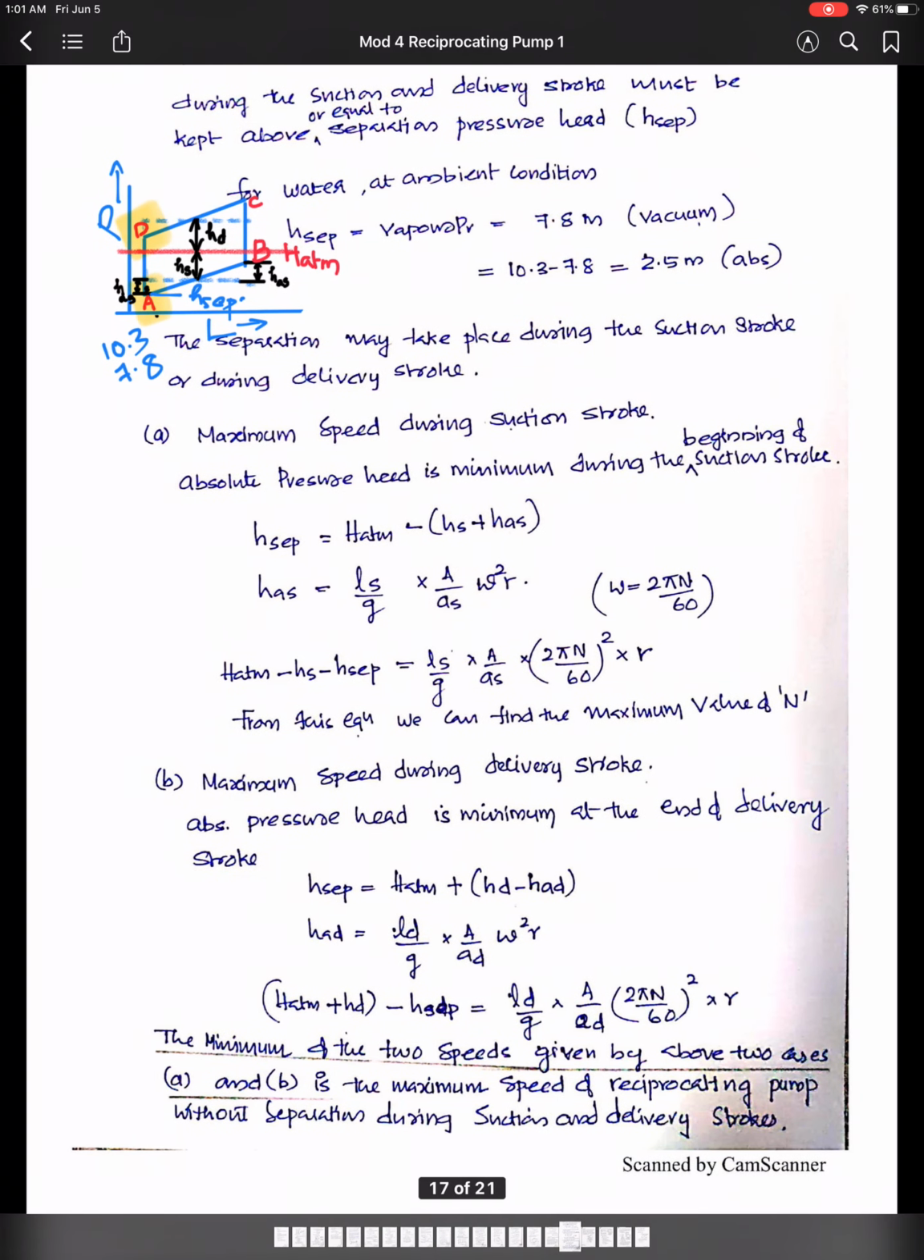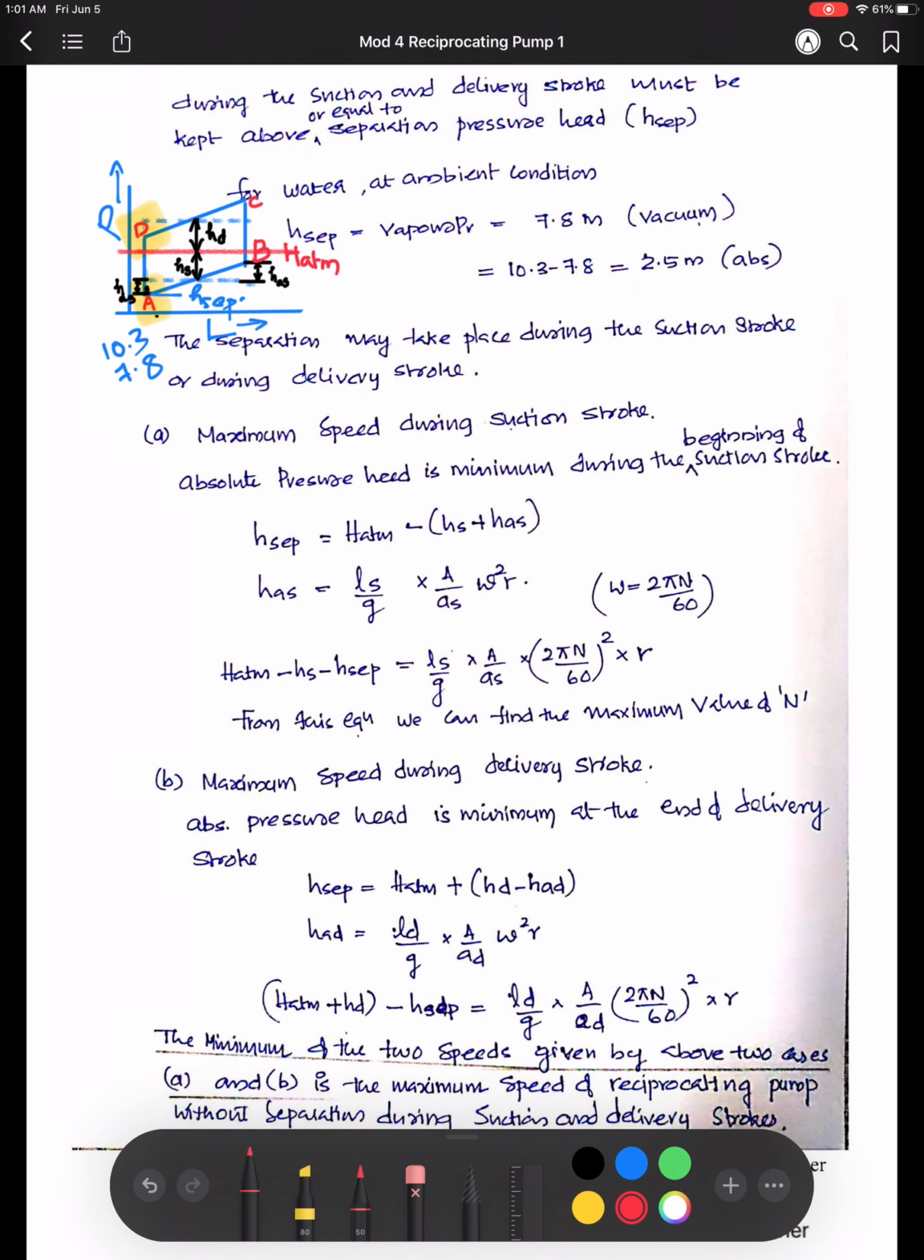Now, the pressure head, the H separation is equal to 7.8 meters vacuum. So absolute value will be equal to 10.3 minus 7.8, that is equal to 2.5 meters.